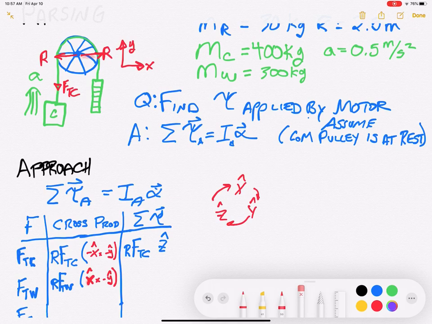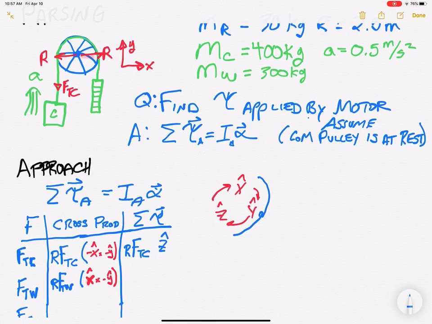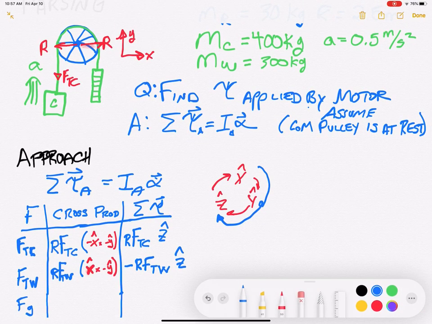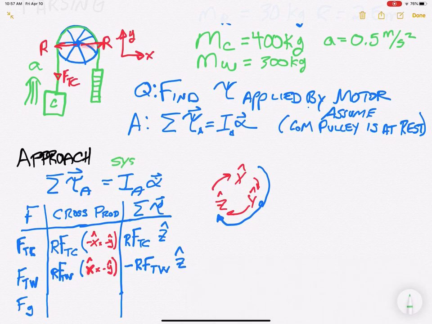So the negative is going to carry out in front. And we're still doing x cross y to find z, only now it's negative R force tension of the counterweight in the z hat direction. I'm just going to make a note that our system here is the pulley, just for when you go back and review this material.